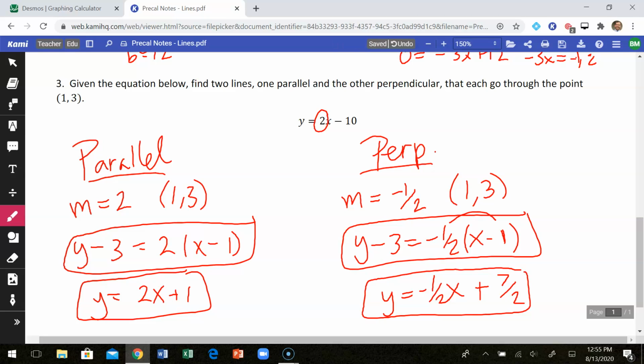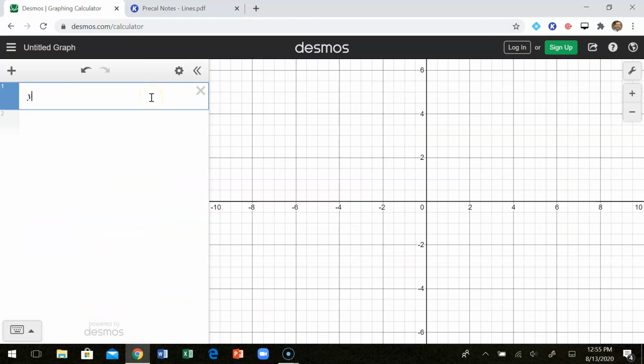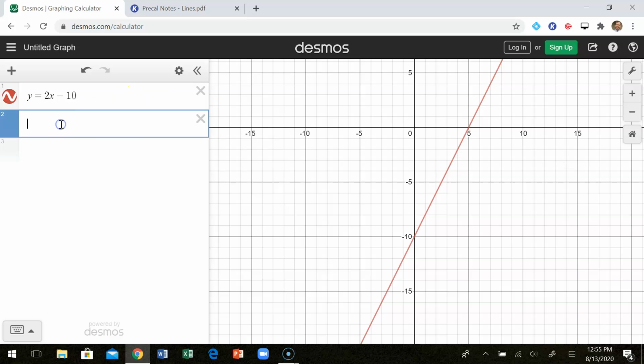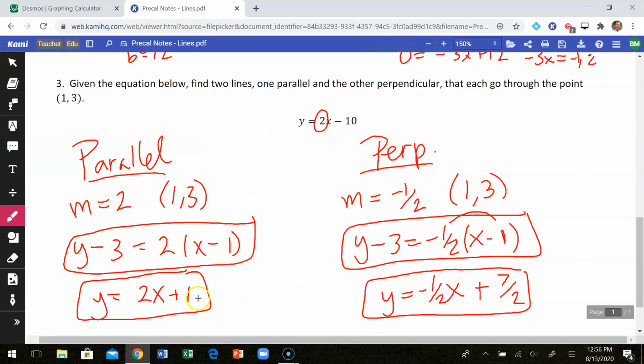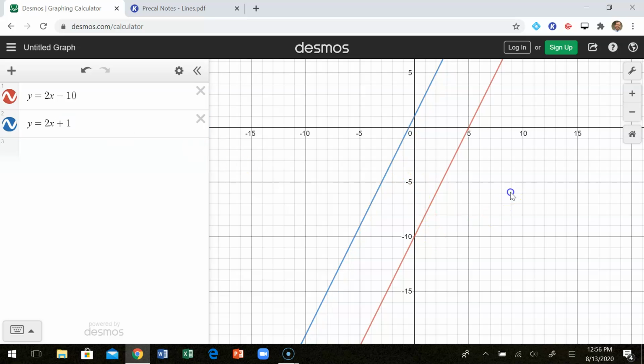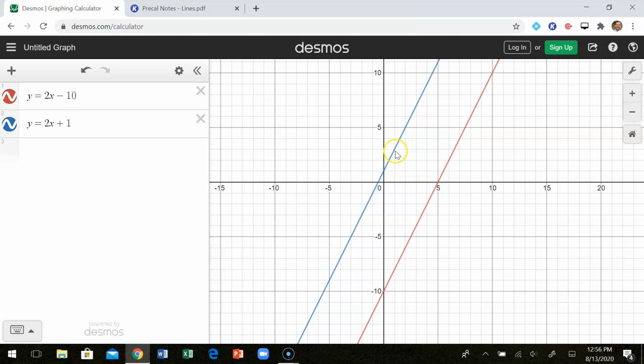So if you were to graph those two lines, you would see definitely parallel to 2x minus 10. Go ahead and do that. y equals 2x minus 10. So we see that. Zoom out just a little bit so you can see the y-intercept there. I'm also going to do y equals 2x minus 1, and you should be able to see that it is, oh sorry, it's 2x plus 1. So 2x plus 1, it is parallel to that. And does it go through the point (1, 3)? Yes, it does. That's right here at (1, 3).